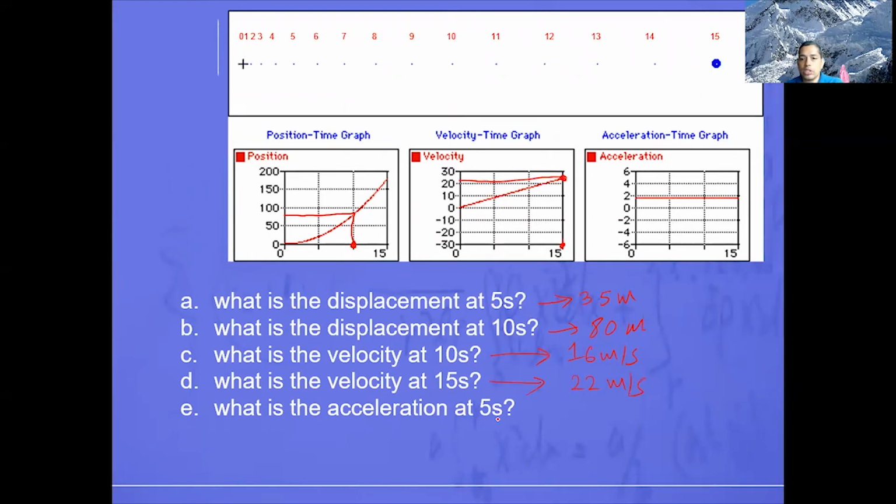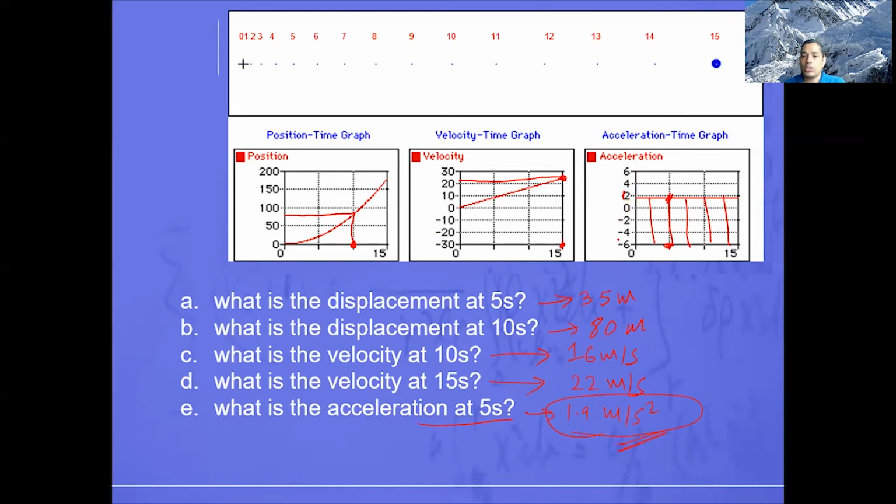Then what is the acceleration at 5 seconds? Acceleration at 5 seconds is, I don't know, maybe 1.9 meter per second squared, because it's slightly less than 2, remember? Okay, so acceleration at any time is 1.9 because it is constant. Look at this, the height is constant, okay? That's why acceleration is constant in this case, and 1.9 meter per second squared.